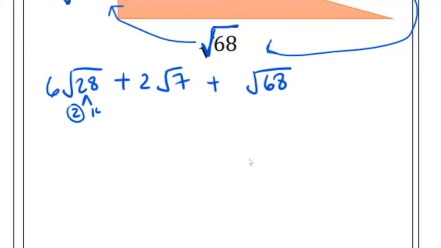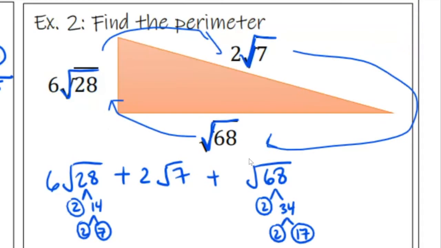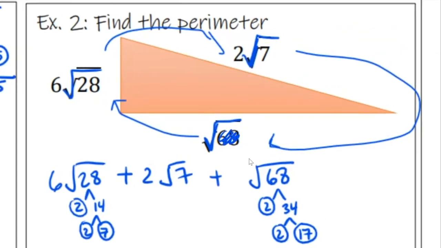2 goes into 28 14 times, 2 goes into 14 7 times, and I'm done. This one is done anyway. I just realized I forgot to change 68 to 63. So the question had changed and I did not write it. So this is 63. So I'm going to go do it off of 63. So I apologize about that.